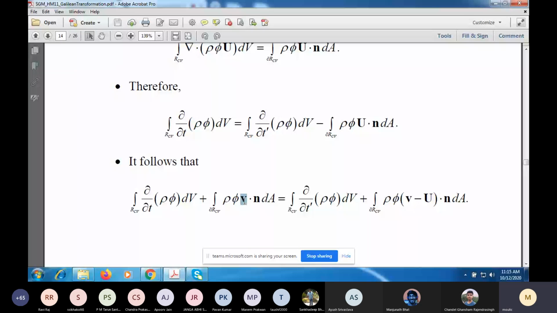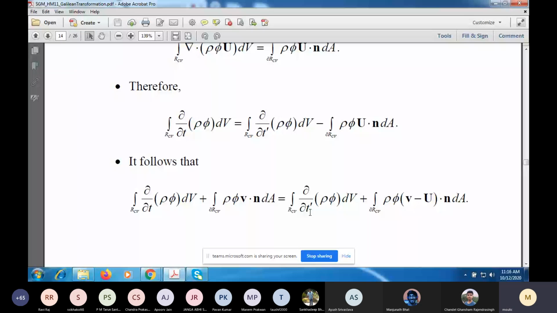So the first quantity I can write as the difference of these two integrals. Okay, so then I can look at this. See here the second integral is rho phi multiplied by v dot n, and this is minus rho phi multiplied by u dot n. So I can club it together and write it as volume integral of del del t prime, and surface integral is now v minus u.